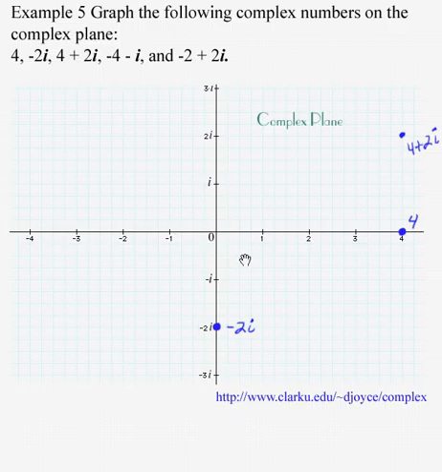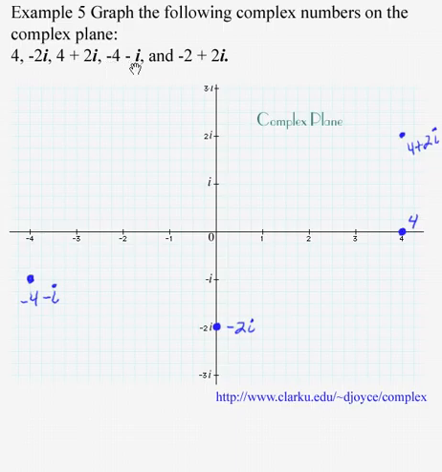4 plus 2i, we start at the origin, 0, 0. We go right 4. So for 4 plus 2i, we start at the origin. We go 4 units on the real axis, and then up 2i on the imaginary axis. Plot our point, label it, so that point in complex plane space represents the complex number 4 plus 2i.